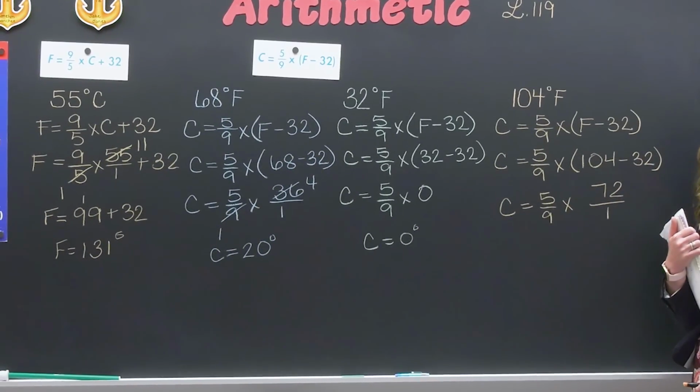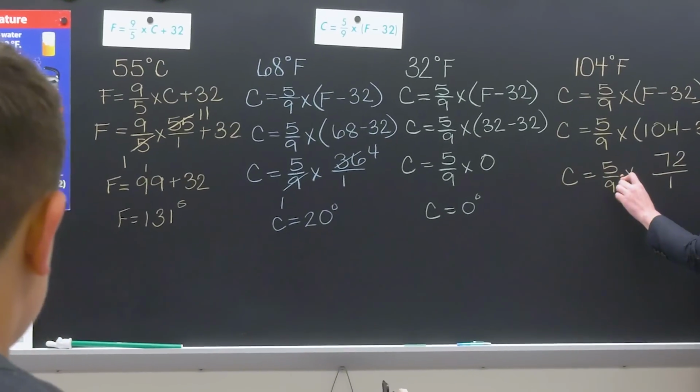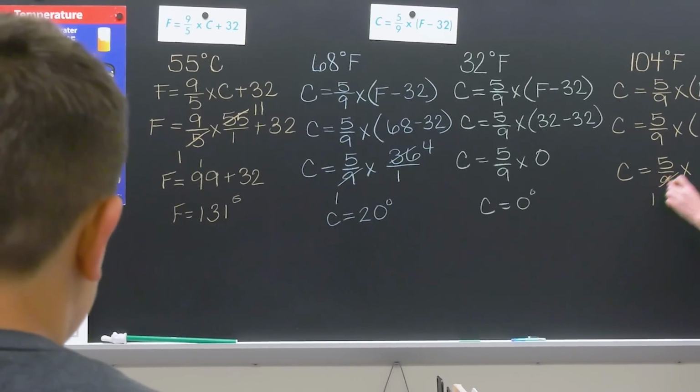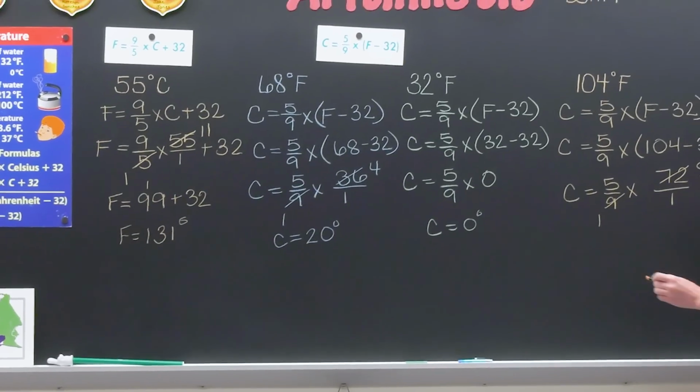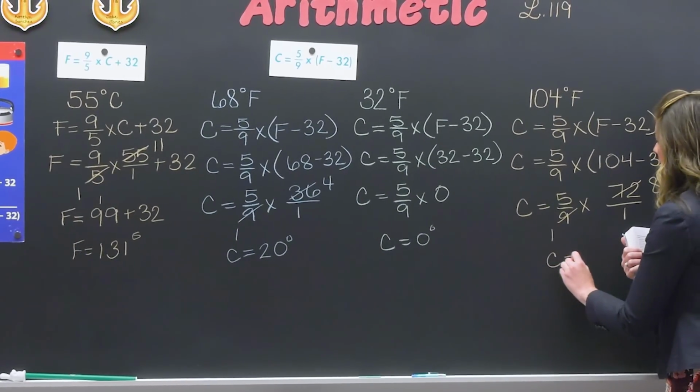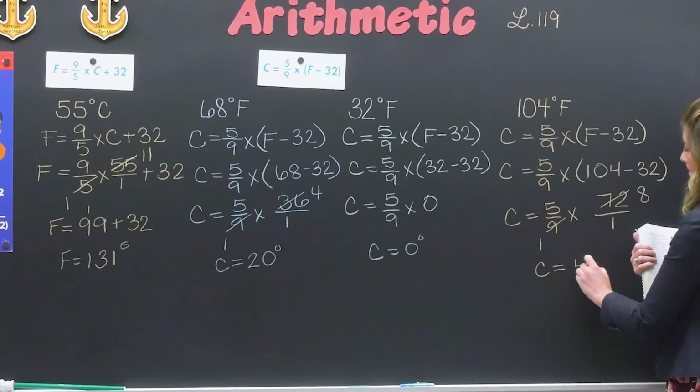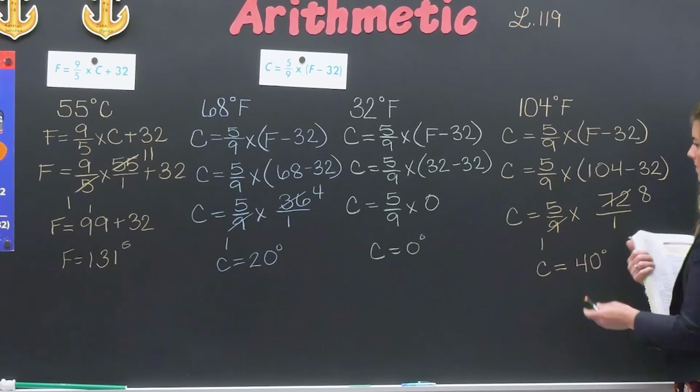Do you see anything that will cancel? The 9 and 72. Yes. What does the 9 change to? 1. What does the 72 change to? 8. Yes. Now we multiply. And what is my final answer going to be? 40. Yes, 40 degrees Celsius.